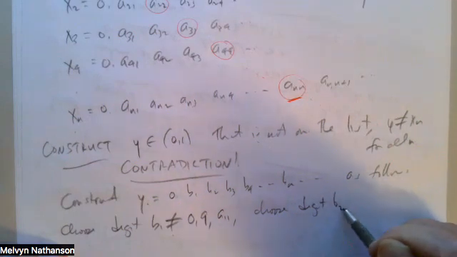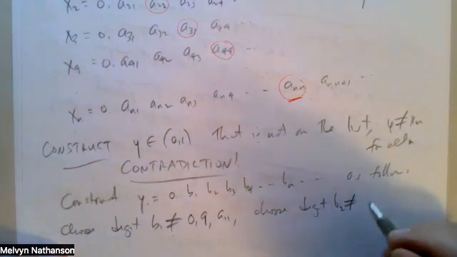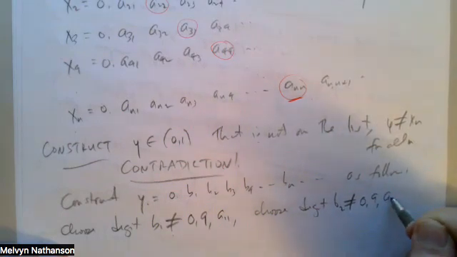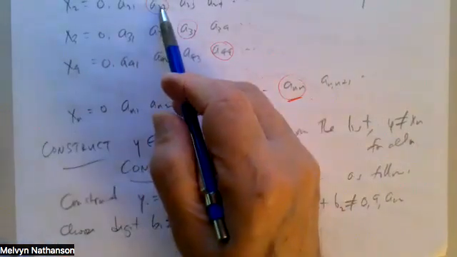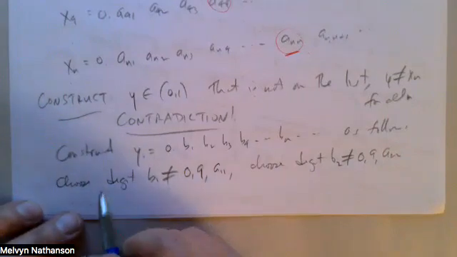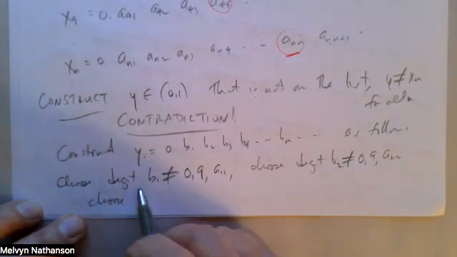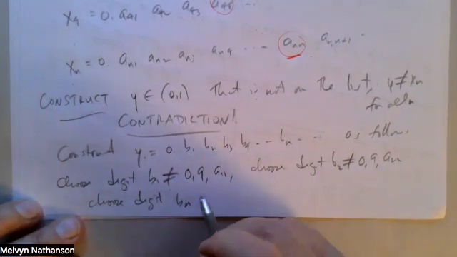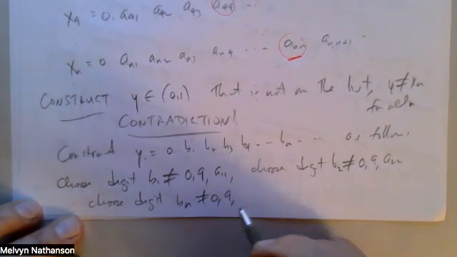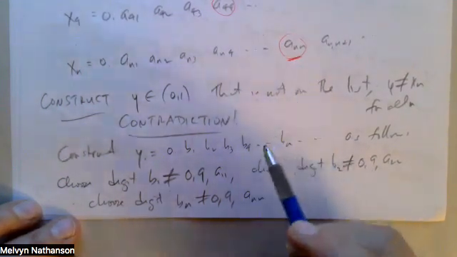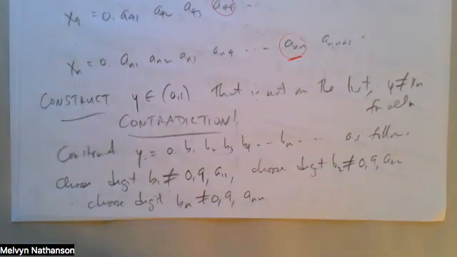Choose the digit b2 to be any digit from 0 to 9, except 0, 9, and also the second digit in the second decimal. And in general, and this is the key idea of the proof, you choose the nth digit b sub n in this new number I'm constructing to be different from 0 and 9, and the nth digit in the nth number on this list. And I do this for all n.